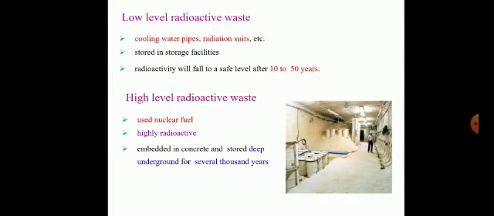There are two types of nuclear waste, which are classified as low-level radioactive waste, and second is the high-level radioactive waste. The low-level radioactive waste includes items like cooling water pipes and radiation suits. They are stored in a storage facility. The radioactivity will fall to a safe level after 10 to 15 years.